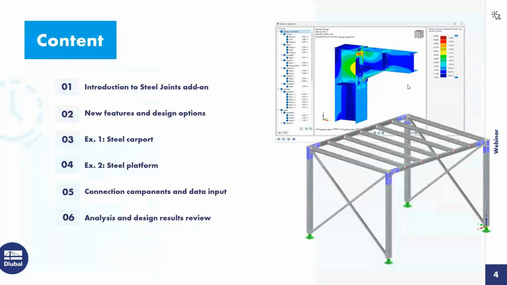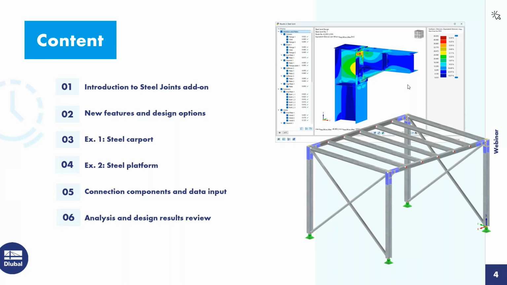So regarding the content over the next hour today, I do want to give a brief introduction to the steel joints add-on for connection design within our program RFEM 6. We'll talk about several of the new features and design options available, and then we'll move on to our examples. The first one will be a steel carport. We'll go ahead and design several different connections showcasing some of those new features.